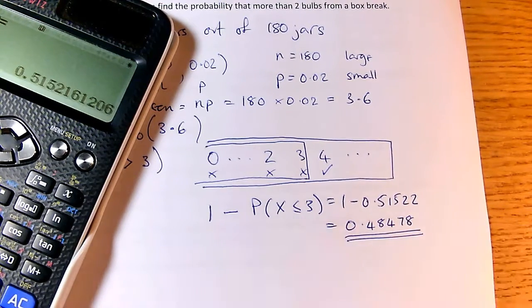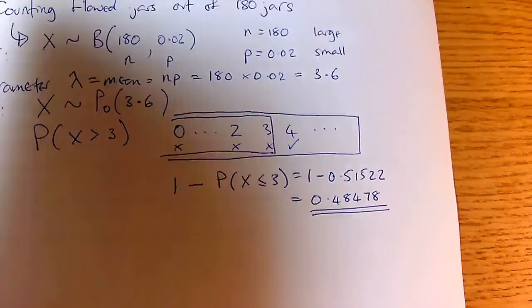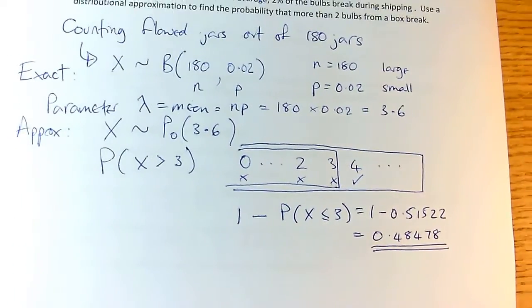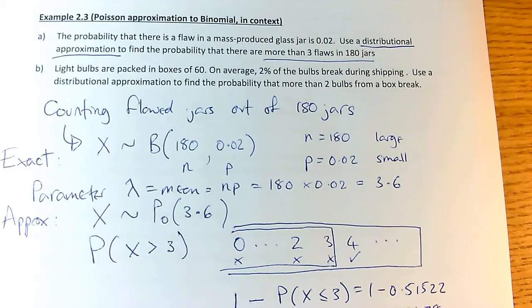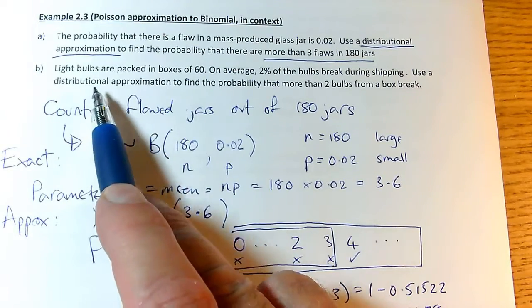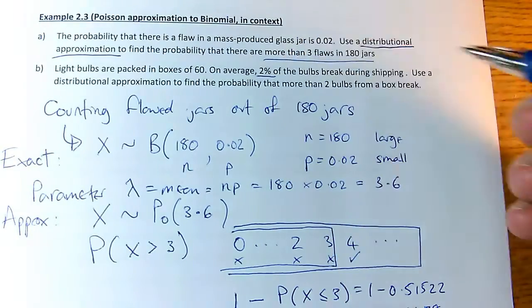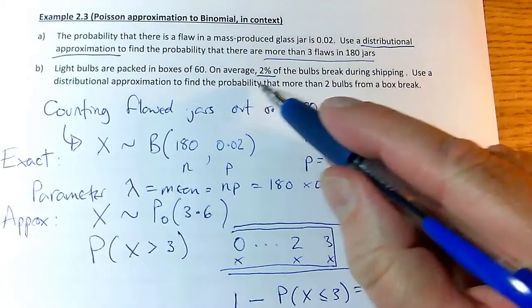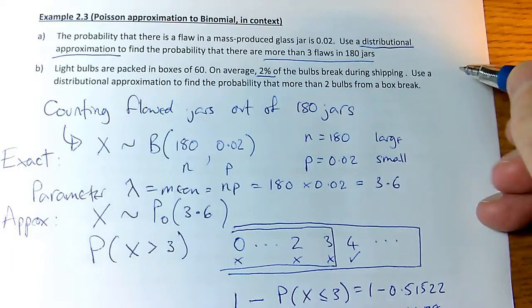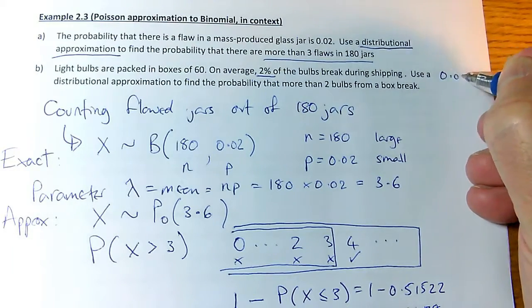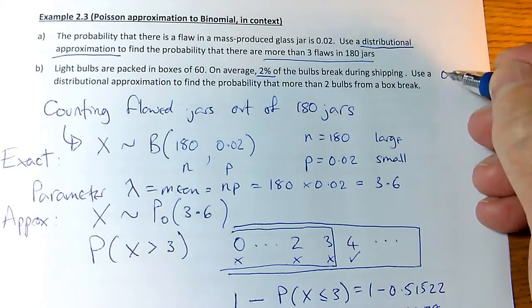And that is my answer to 5 significant figures, which is fine. Good. All right, so the second one here is another situation. Once again, we've got something with a 2% chance of happening. Now, 2% is a probability. It's the chance that the bulb will break during shipping, and that is a value of 0.02, so I've got the same probability as before.